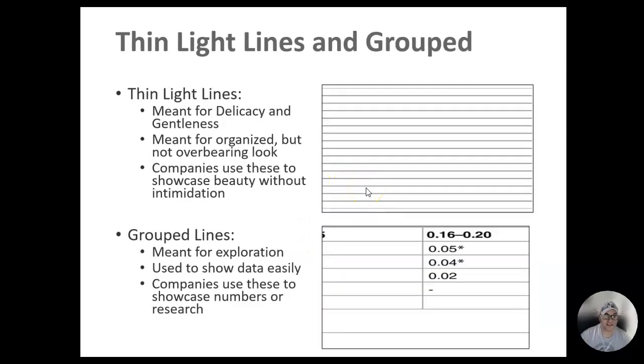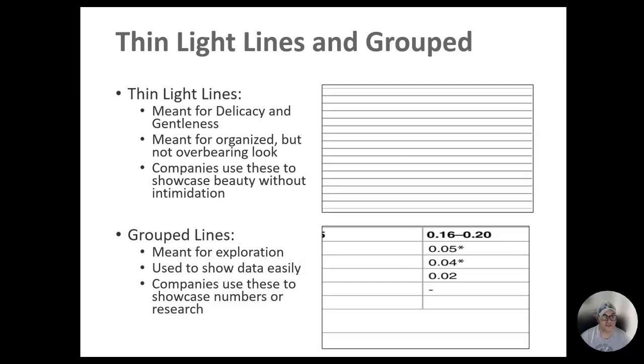Now, thin light lines, they're meant for delicacy and gentleness. They're meant for an organized look, not overbearing as well. Companies use these to showcase beauty without intimidation. You see this a lot in apparel companies, especially female-oriented apparel companies. They tend to go there, or with art studios, or magazines that are meant for home economics or anything like that. That's really where you tend to see thin light lines that pop out.